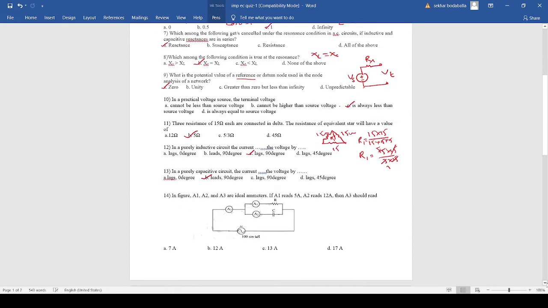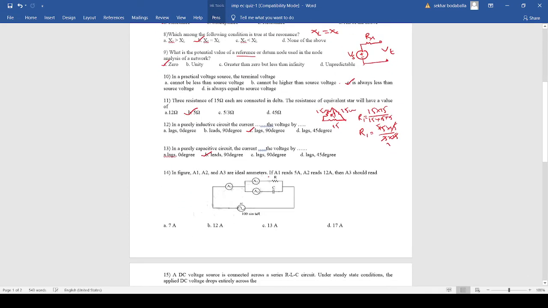14th question. In the figure, A1, A2 and A3 are ideal ammeters. If A1 reads 5 ampere, A2 reads 12 ampere, then A3 should read. See, for example, there is a current I flowing like this. This I will be read by this ammeter A3. That same current I is divided into two parts here at this node. So that divided current will be measured by this ammeter A1 and A2. The readings of A1 and A2 are given to us. He is asking us to find the reading of A3.